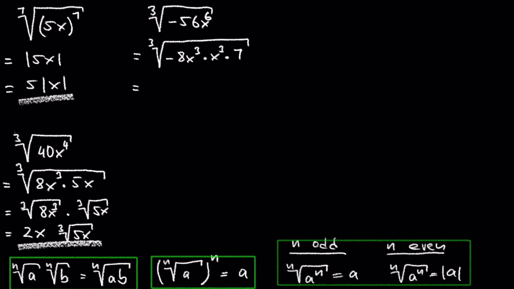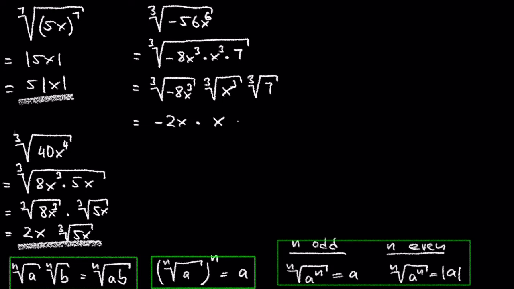So we get the third root of negative 8x cubed times the third root of x cubed times the third root of 7, which is equal to negative 2x times x times the third root of 7, which is finally negative 2x squared times the third root of 7.